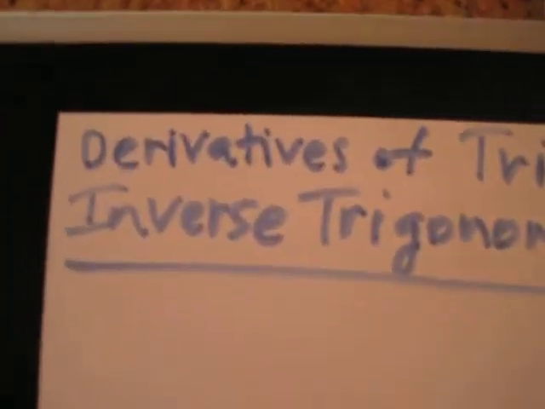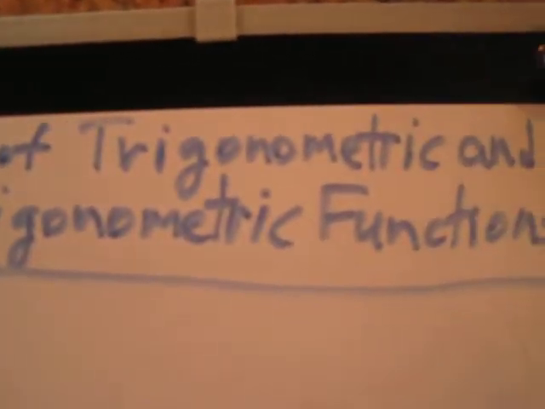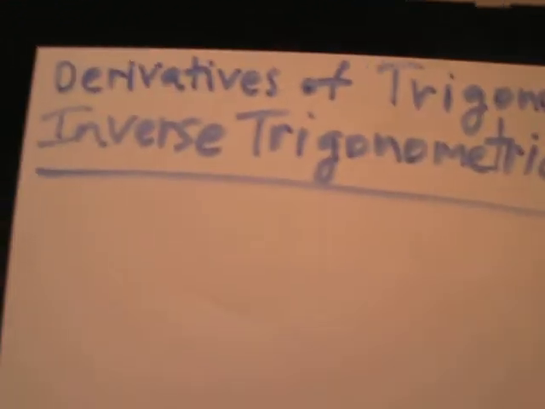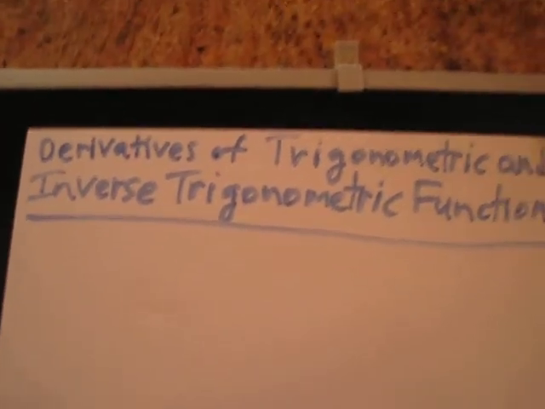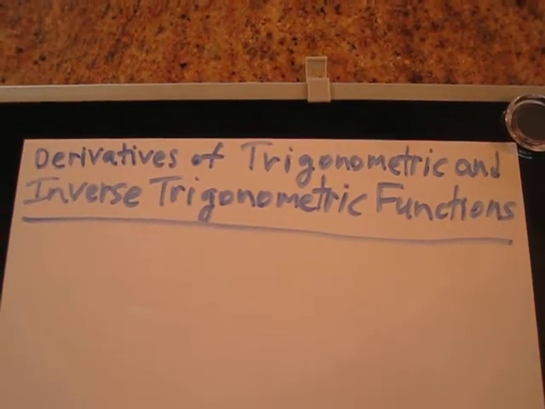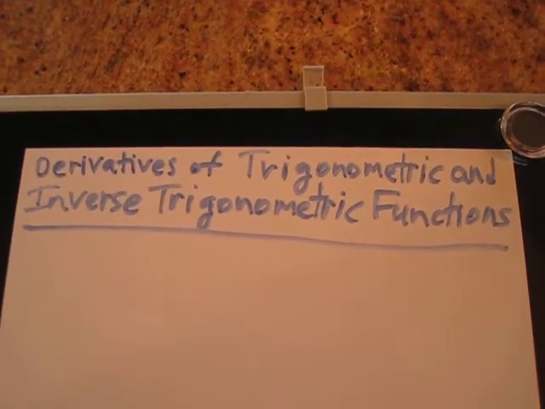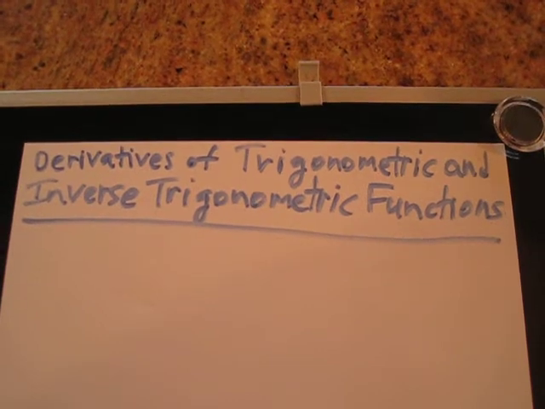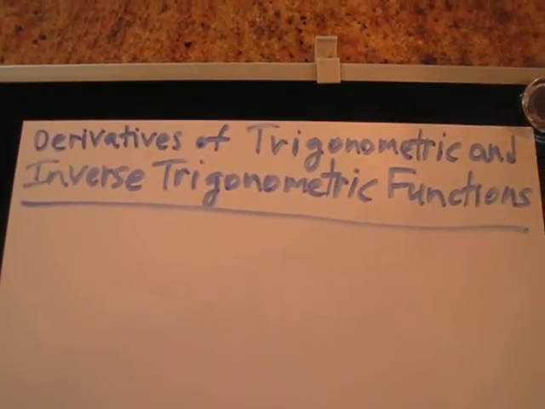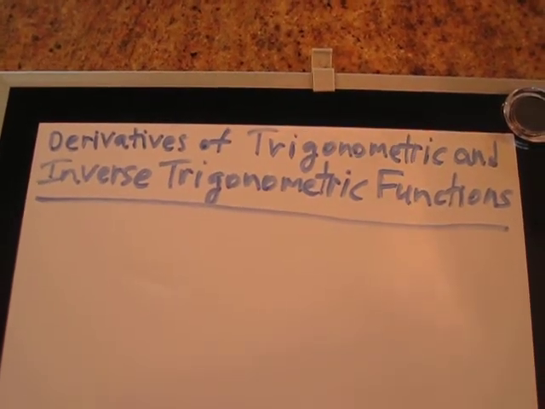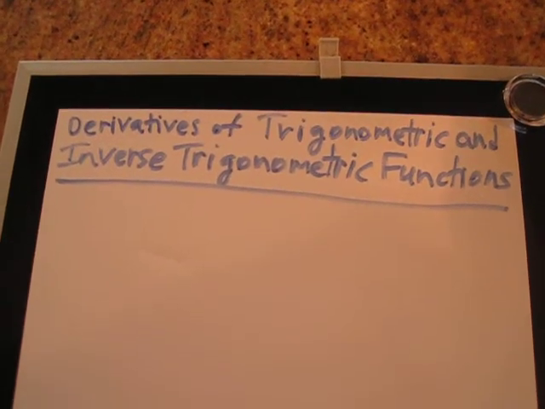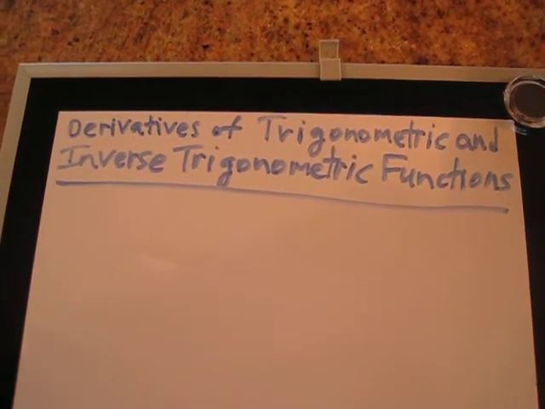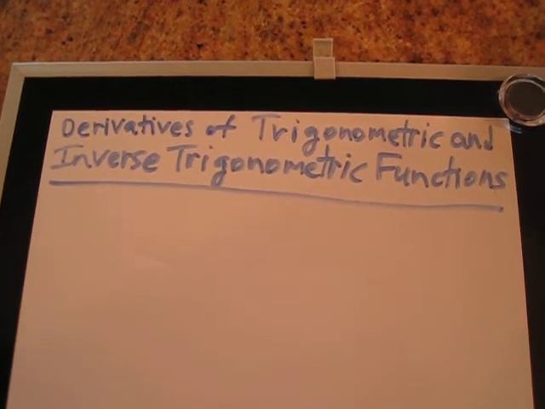We are going to talk about derivatives of trigonometric and inverse trigonometric functions. We're going to start with trigonometric derivatives. So just a little review. A trigonometric function is the function of an angle that returns the ratio of two given sides of a right triangle. And there are 6 trigonometric functions. The trigonometric functions are sine, cosine, tangent, cosecant, secant, and cotangent.